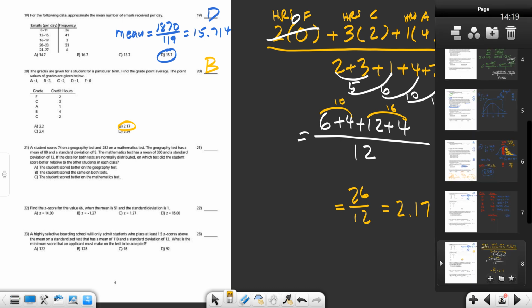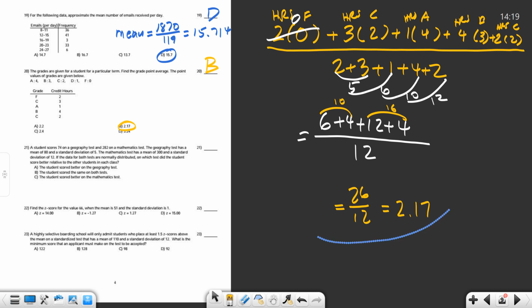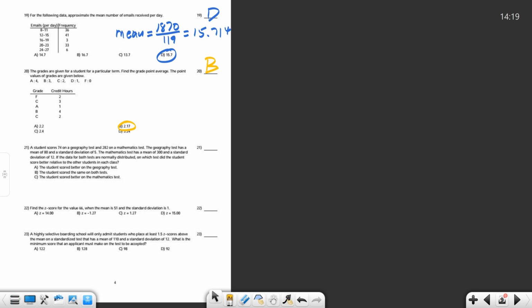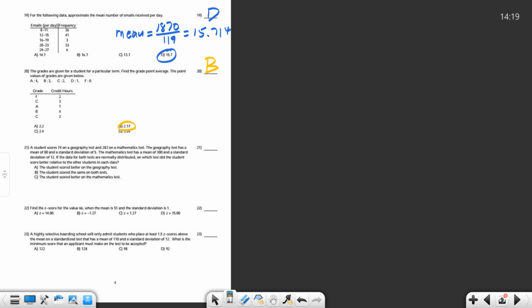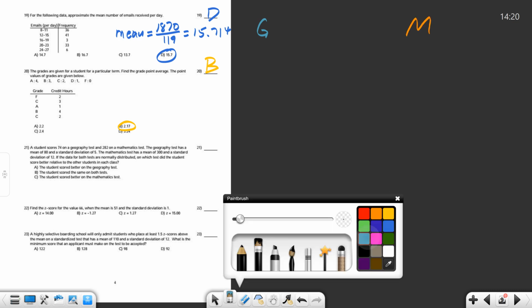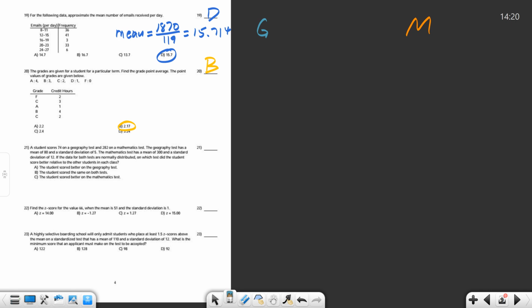I'm writing kind of big, but that's okay. Let's come through here and take this off, and let's go down here to this little blue color. Here it says a student scores 74 on a geography test and 282 on a math test. So we have geography and we have math. In fact, I'm going to color code this. I'm going to do math in orange, geography in that light blue. What did I say? Geometry, geography.